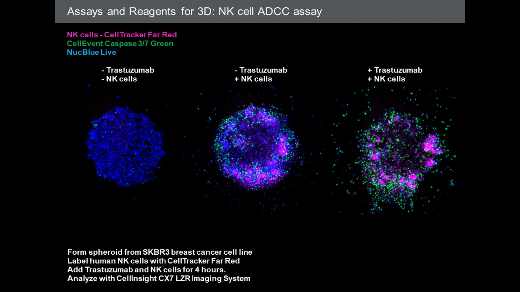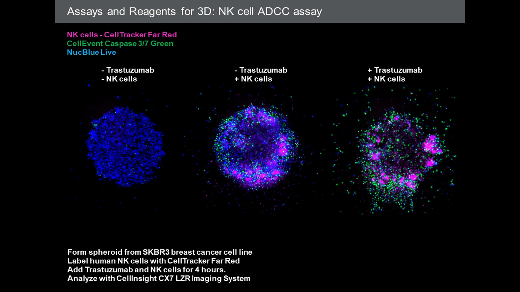So now let's add to this experiment, in a separate well with a separate spheroid, some primary human natural killer cells. In this case, they were labeled with the dye CellTracker Deep Red, so we can identify them over time. What we see here, after 4 hours of incubation and analysis with our CellInsight CX7 LZR high content analysis system, is that our natural killer cells penetrate to some extent into the spheroid and we see individual spots of green reporting killing of individual cells. But we've not added trastuzumab, so we could say this is antibody-independent killing.